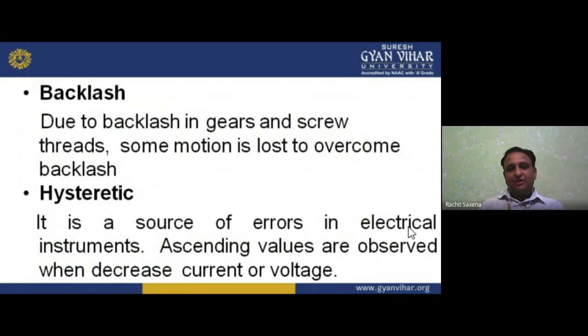Hysteresis. It is a source of errors in electrical instruments. Ascending values are observed when decreasing current or voltage. It is a source of error in electrical instruments, not in electronic, generally in electrical. So in electrical instruments, ascending values are observed when decreasing current or voltage we have.